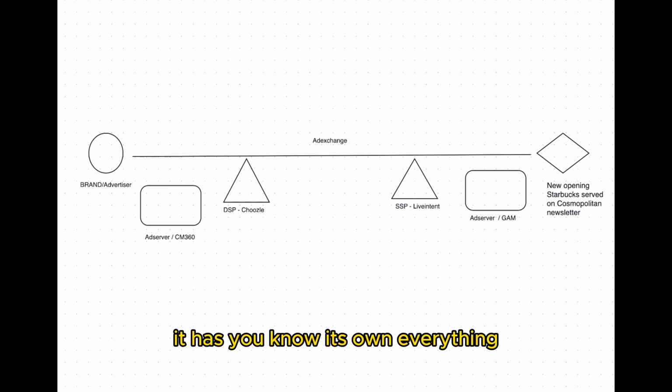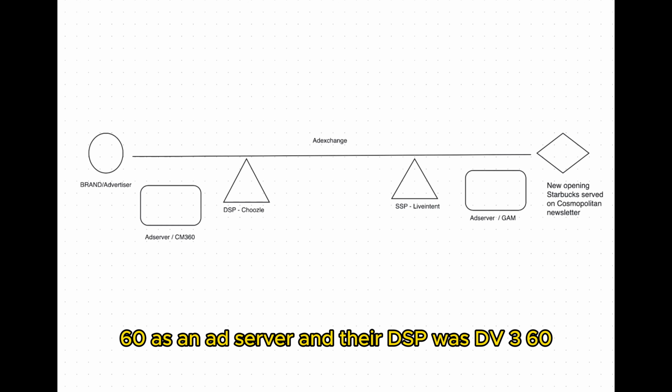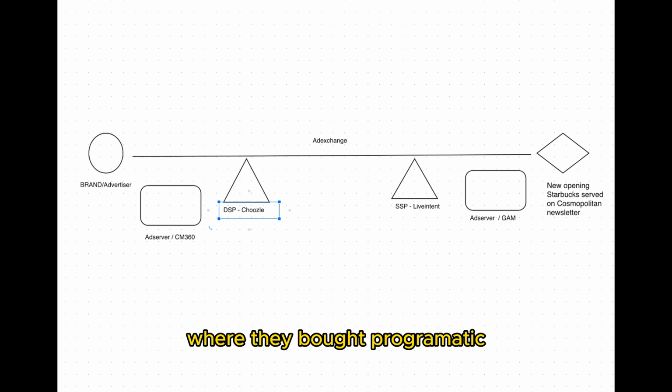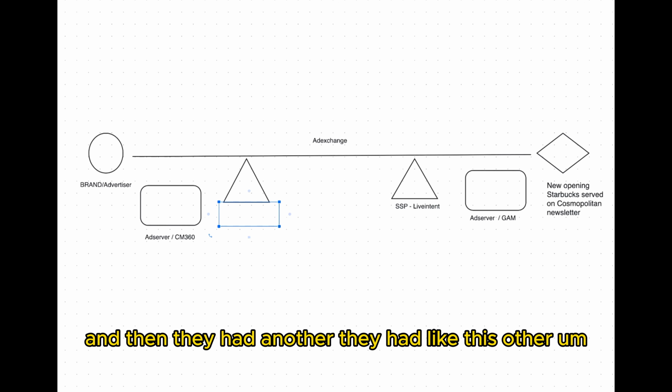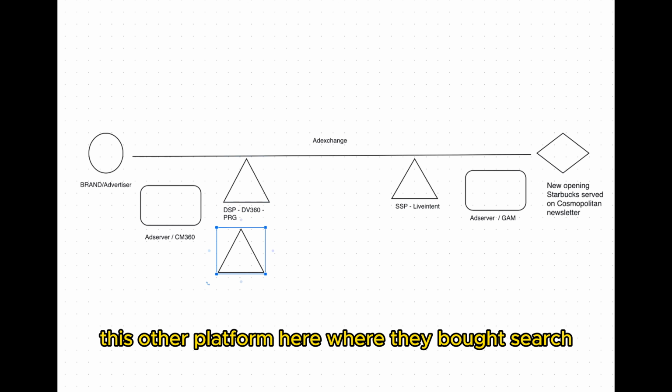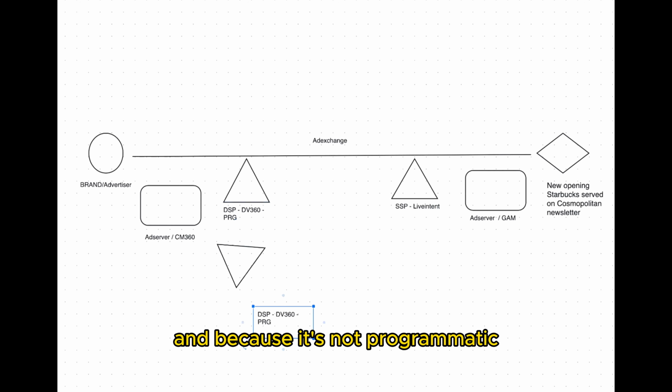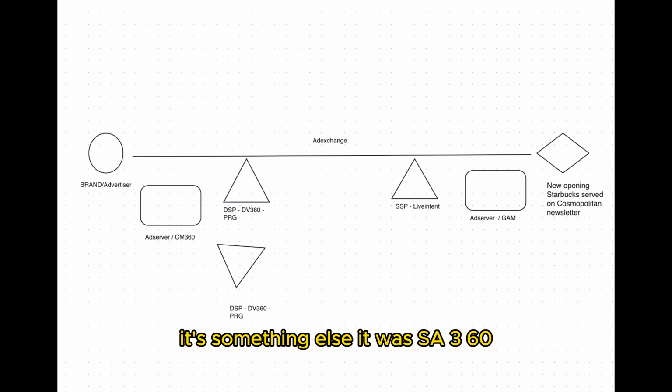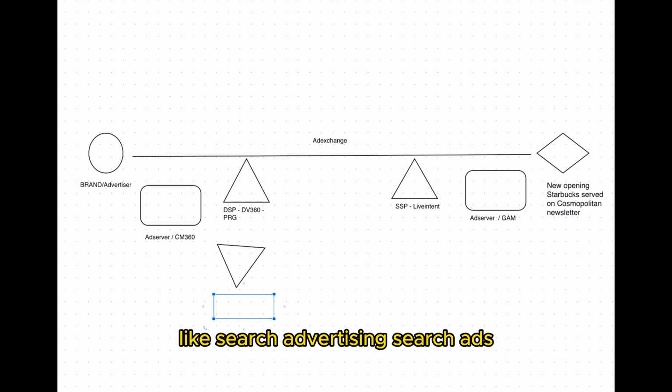It has its own everything. So I've worked for clients that use CM360 as an ad server, and their DSP was DV360, where they bought programmatic. Let me call it PRG. And then they had this other platform here where they bought search. And because it's not programmatic, it's something else. It was SA360, so Search 360, and this is search advertising, search ads.